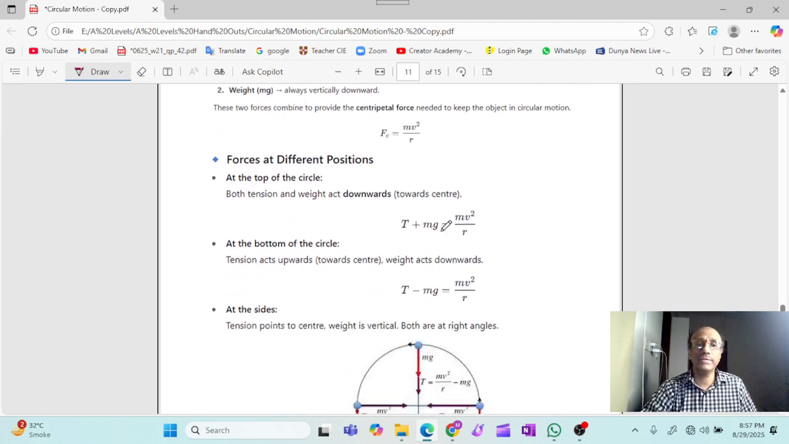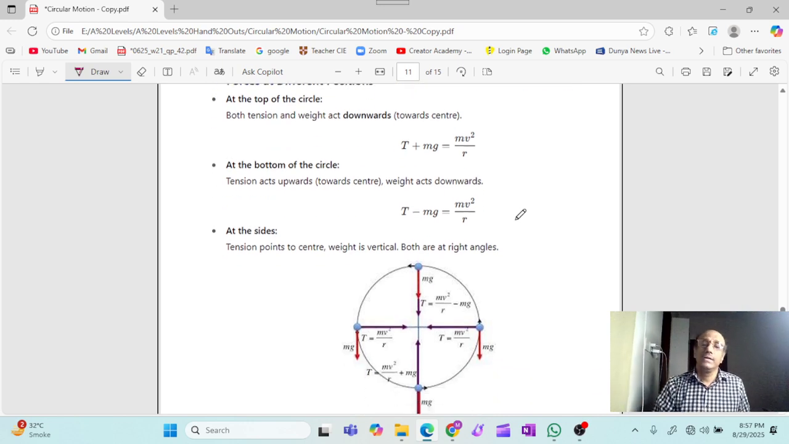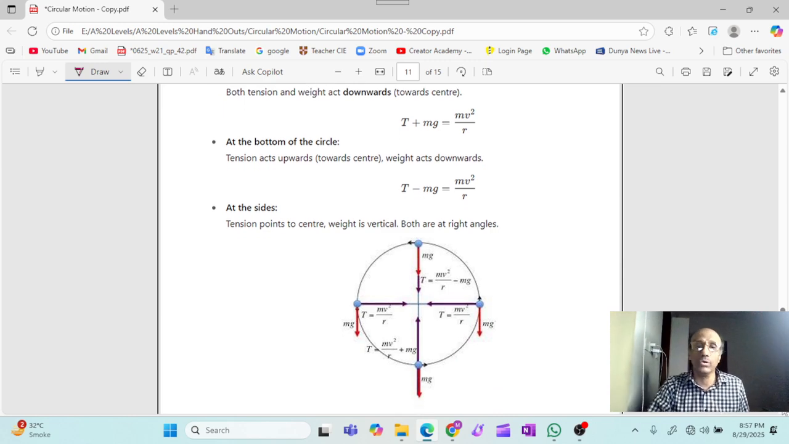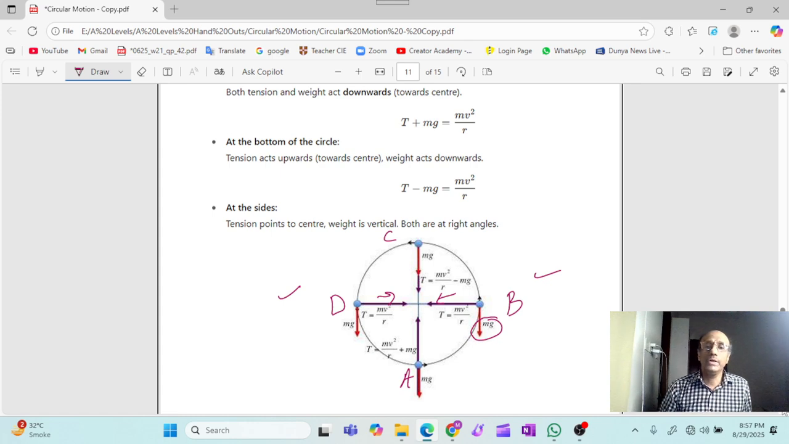Now there are different things related to the vertical circle. There are different points on this diagram: at this point A, at this point B, at this point C, at this point D. If we talk about B and D, the weight will act in the downward direction and the centripetal force will act towards the center. So there is no need to add or subtract any other forces, because the weight and force of tension are acting perpendicularly, and the centripetal force will be equal to the force of tension, which is equal to mv² over r.